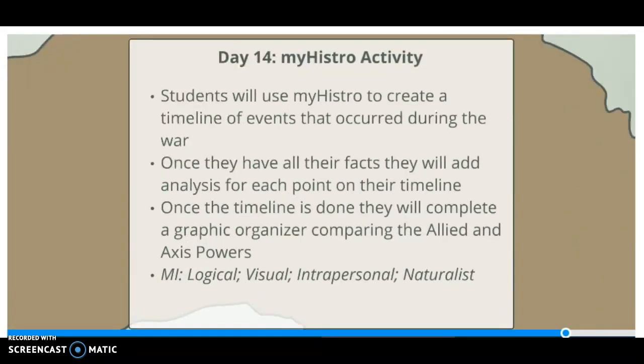So day 14, My History activity. They will create a timeline of events that occurred during the war, and then they will incorporate analysis for each point on their timeline. And then complete a graphic organizer comparing the Allied and Axis wars.